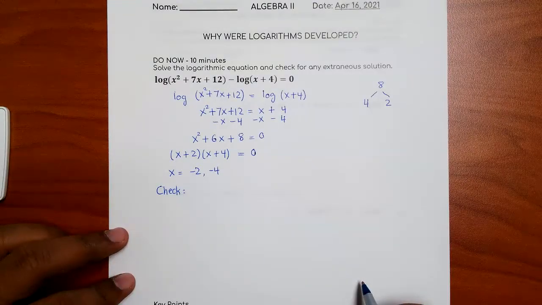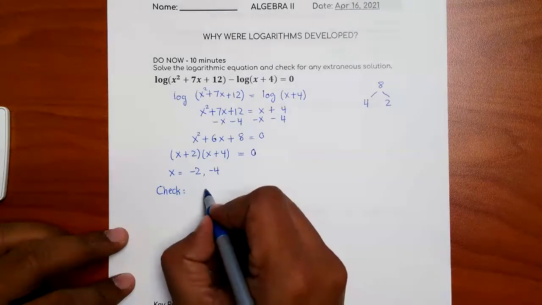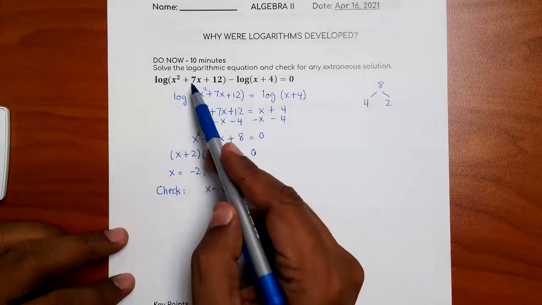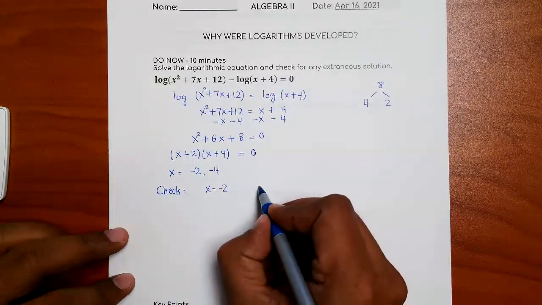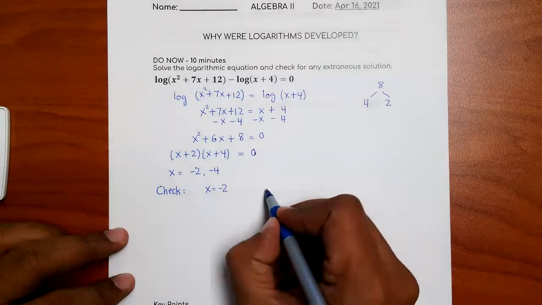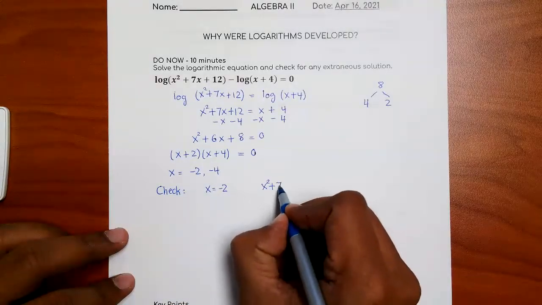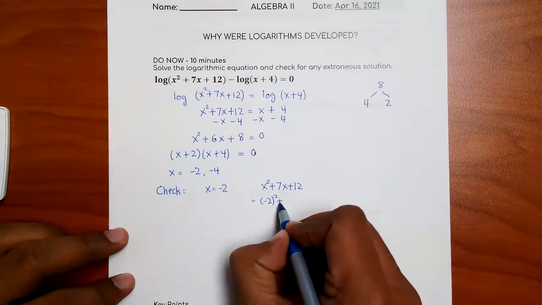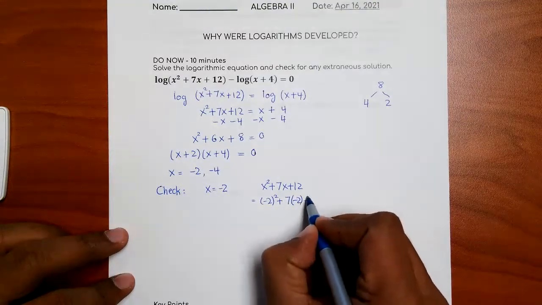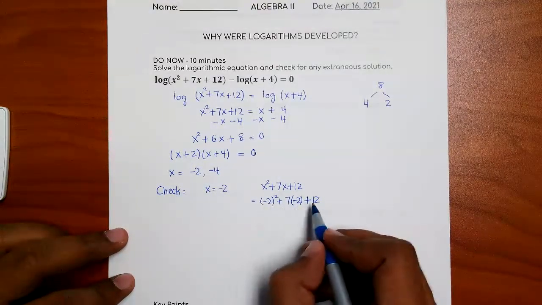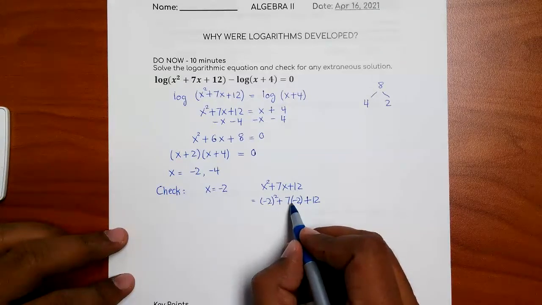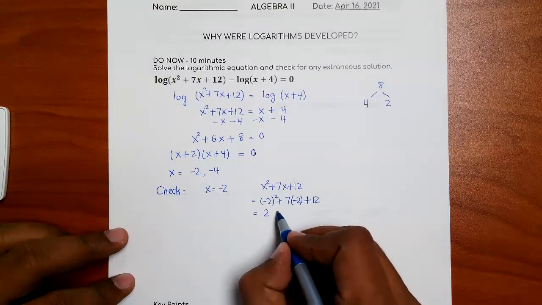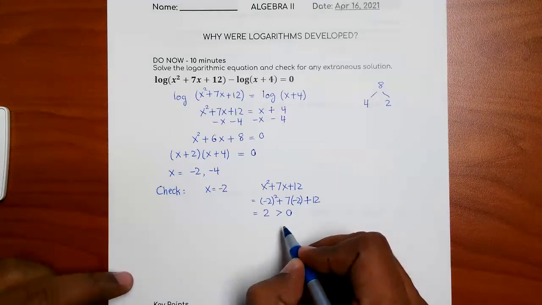If I have x as negative 2, so x is equal to negative 2, then x squared plus 7x plus 12, let's see. I can write here x squared plus 7x plus 12 will become negative 2 squared plus 7 times negative 2 plus 12. So this is 4. 12 plus 4 is 16. 16 minus 14 is 2. So this is positive, and so this is a valid solution.